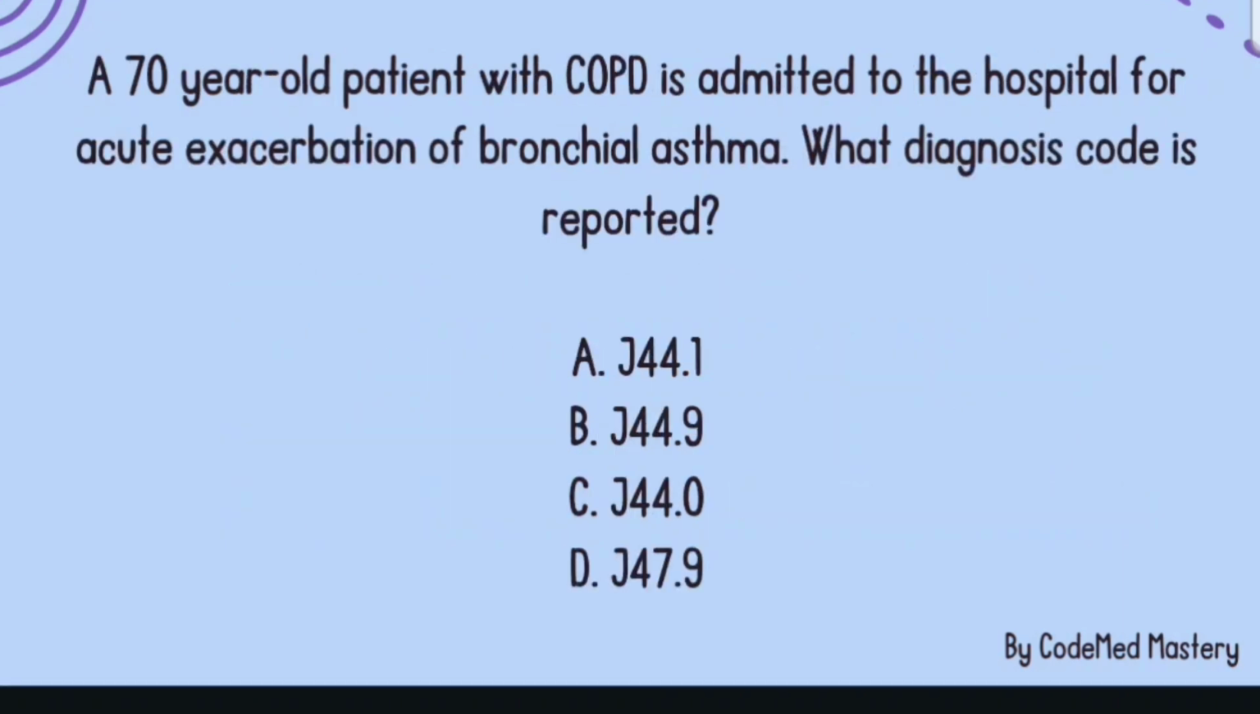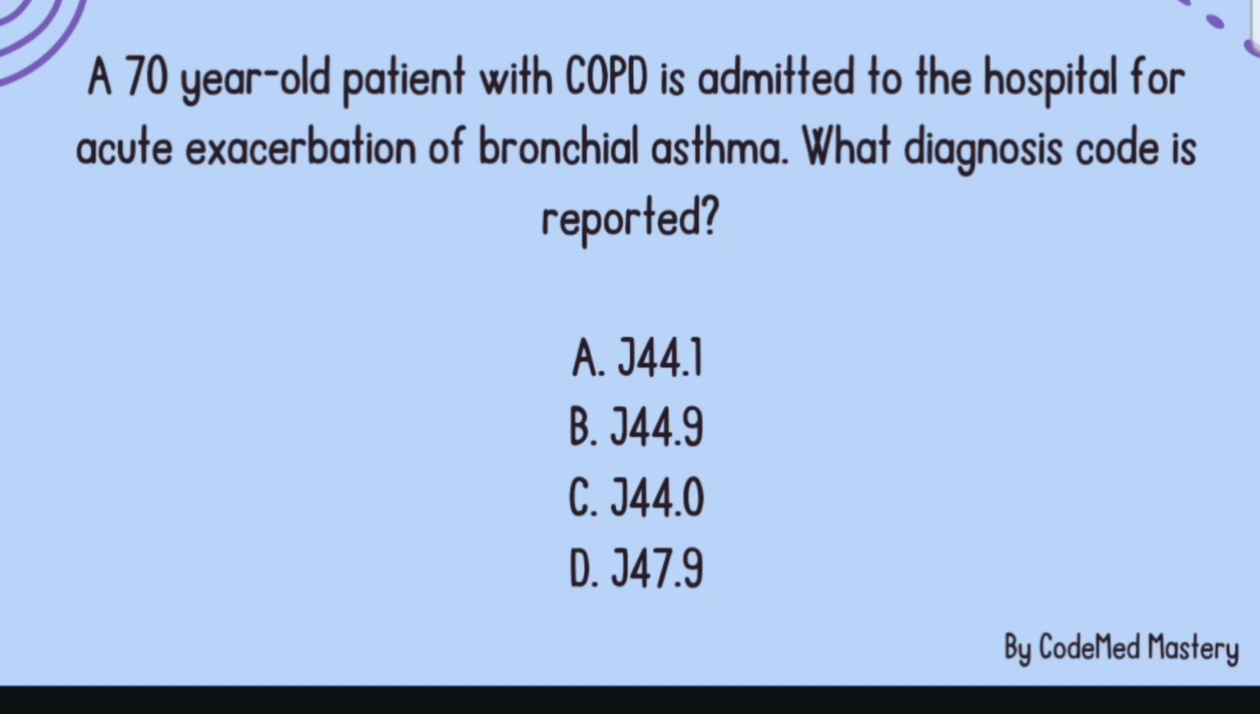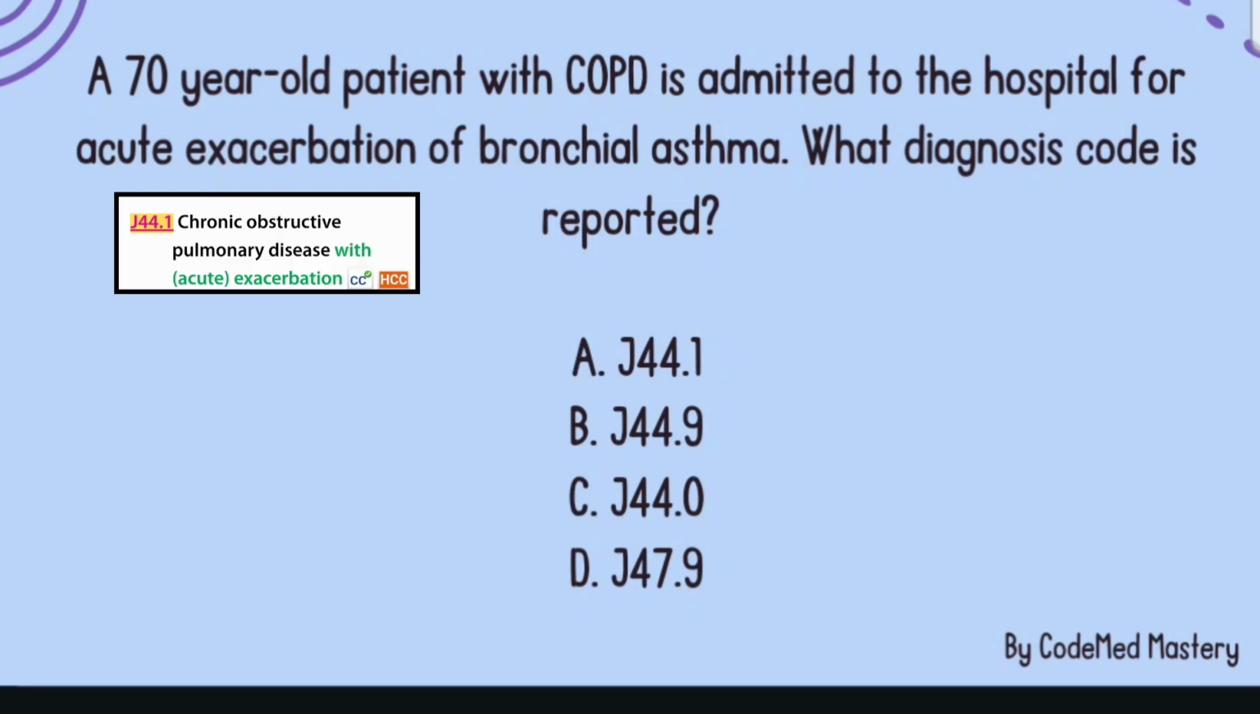Next question. A 70-year-old patient with COPD. The full form of COPD is chronic obstructive pulmonary disease. A 70-year-old patient with COPD is admitted to the hospital for acute exacerbation of bronchial asthma. What diagnosis code is reported? Let us directly check the codes in the tabular list. J44.1 is for chronic obstructive pulmonary disease with acute exacerbation.